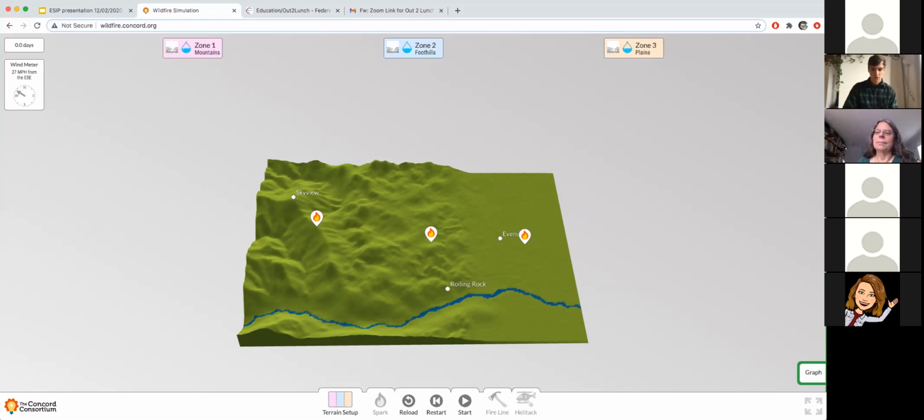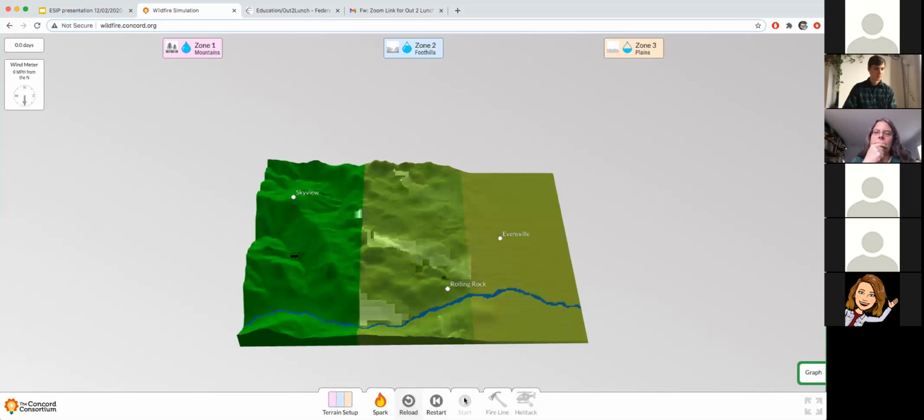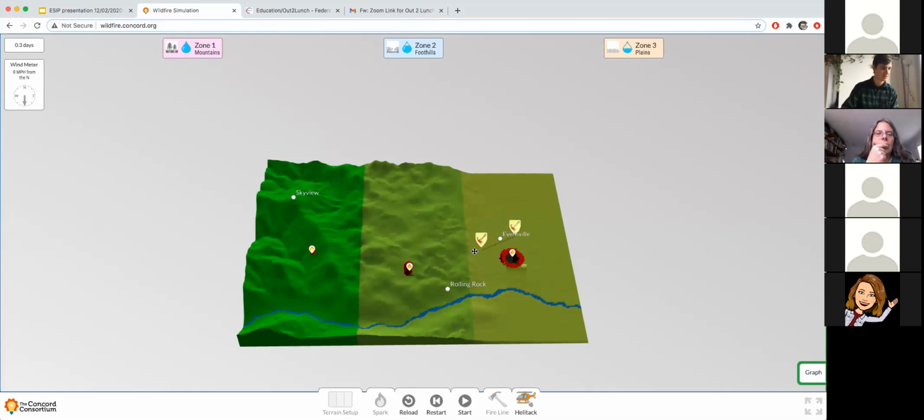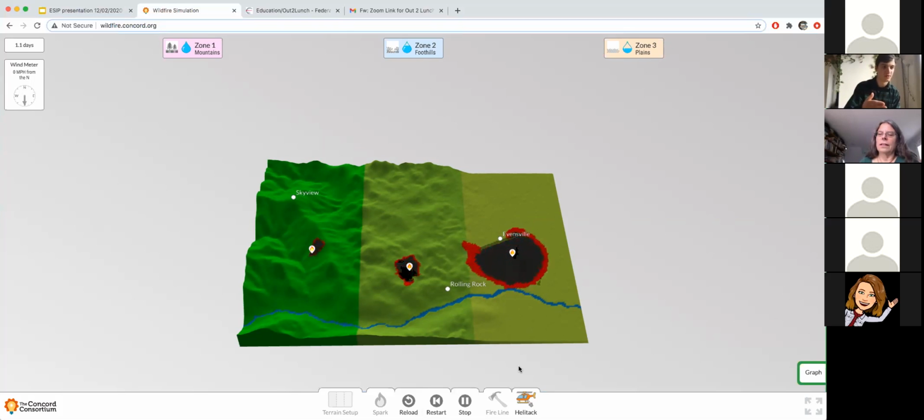I see a question about, can fire lines be added after the run or only before? Fire lines can be implemented during a run. You can't put them in before, but if I start it, the model stops when I click fire line, and I'll try to protect Evansville here. You can click and drag and place a fire line. Again, there is a delay before the fire line actually goes into effect. You can see that we have, for now, effectively protected Evansville. So you can only place it before or during a run.